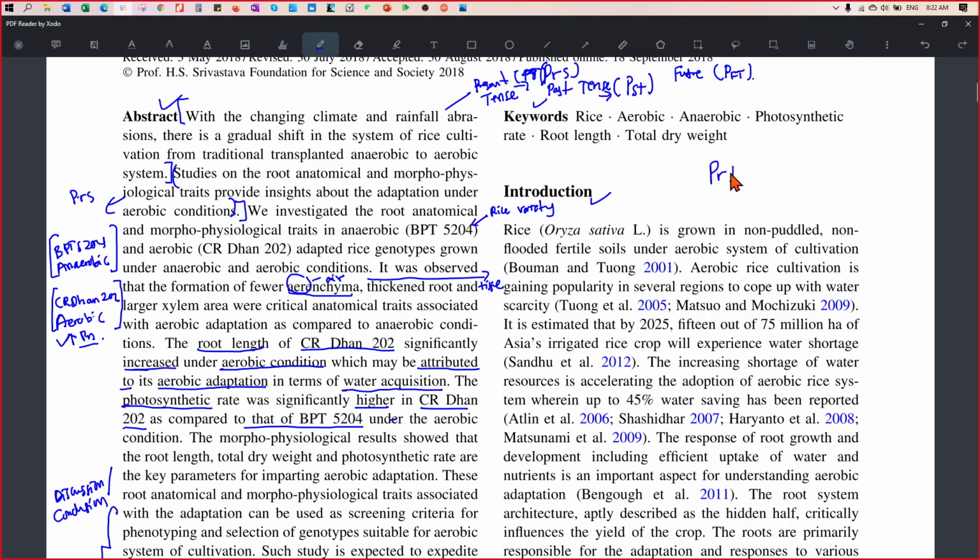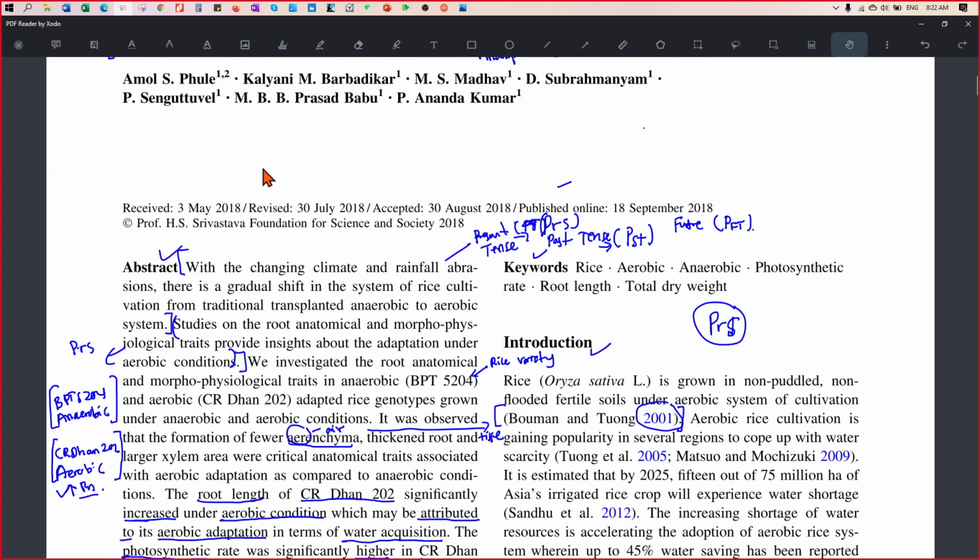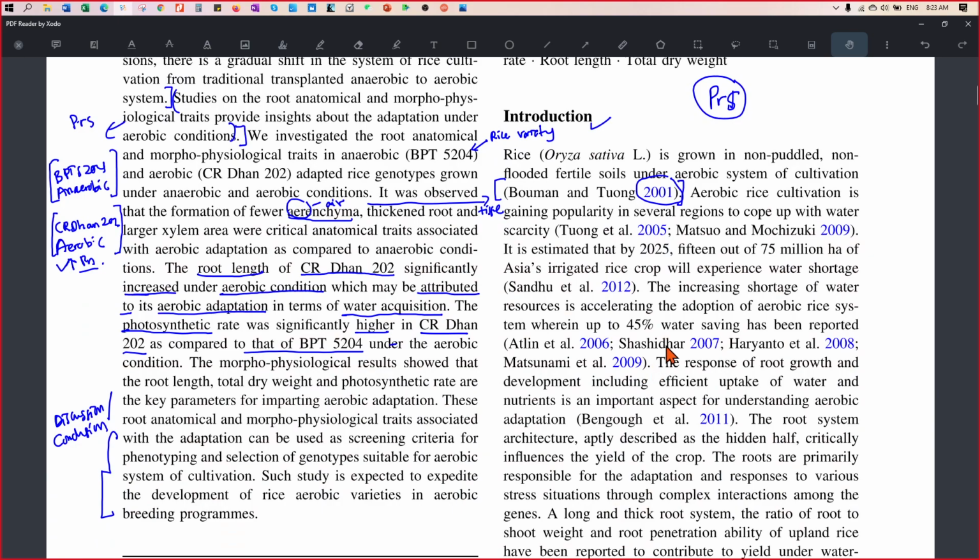Okay, how I represent a PRS. Okay, I need to keep this. I keep forgetting my own abbreviations. Rice or Oryza sativa is grown in non-puddled, non-flooded, fertile soils under aerobic system of cultivation. So that's the statement. Remember, this is your reference. Somebody said this before you, which is in 2001. It's like almost 20 years ago, since the published time of this paper.